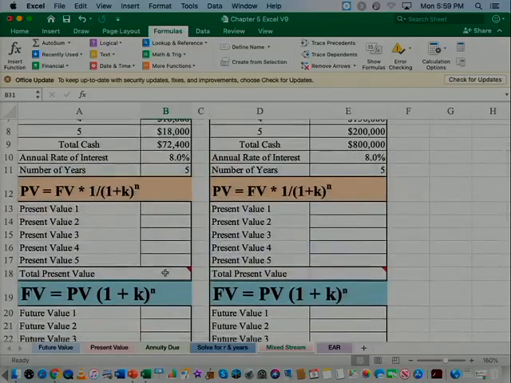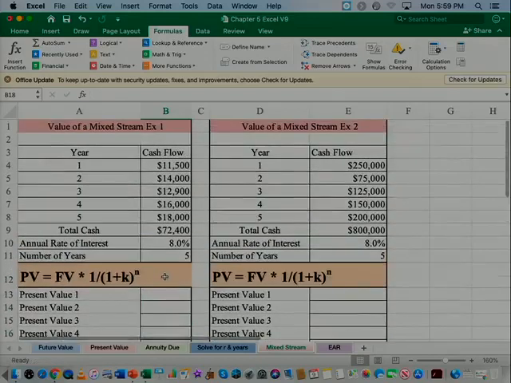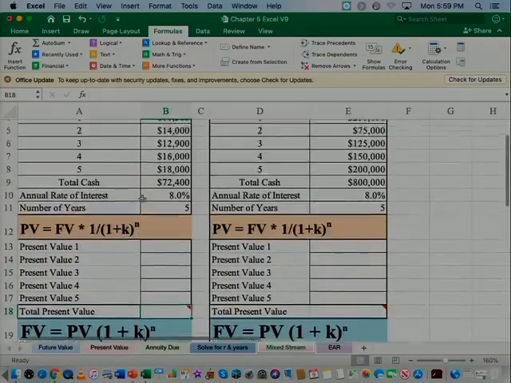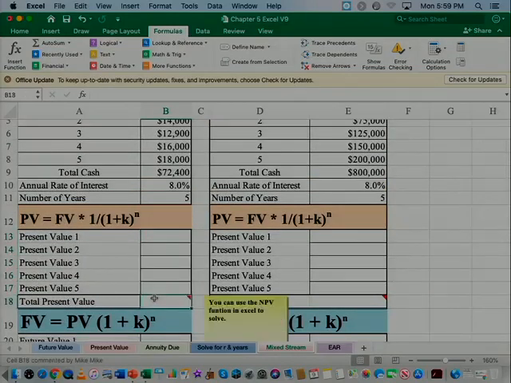I have a little note down here, and it says use the net present value function in Excel to solve this. Okay, let's see if that works. We're calculating the present value. We could calculate each of them individually, but it's much easier just to calculate them at once.